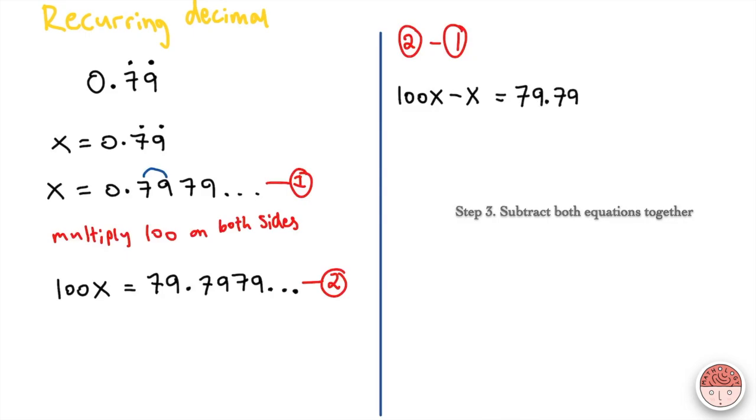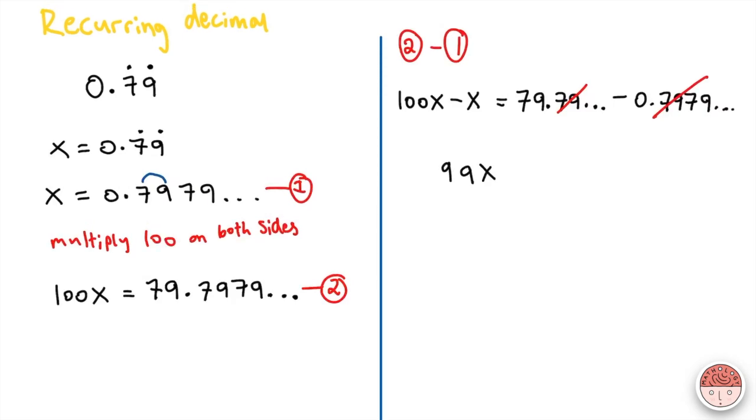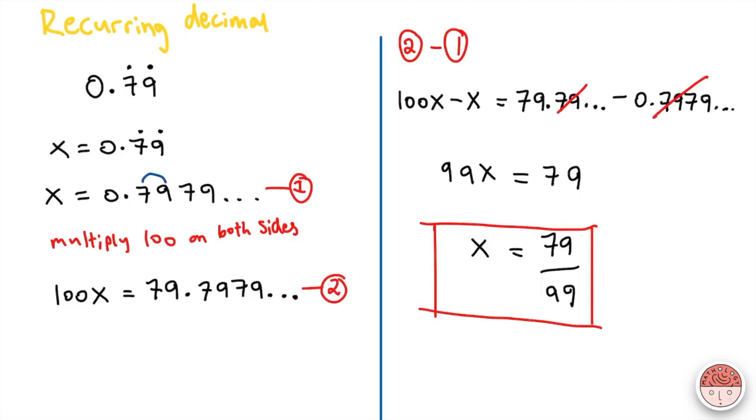As you can see, when subtracting the decimals, all the repeated digits after the point cancel out. That is why we had to form two decimals with exactly the same repeating digits after the decimal point. After subtracting, we get 99x equals 79. Lastly, we solve for x, and we get 79 over 99. If you put this fraction in your calculator, you would find that it has the same value as the recurring decimal in the question.